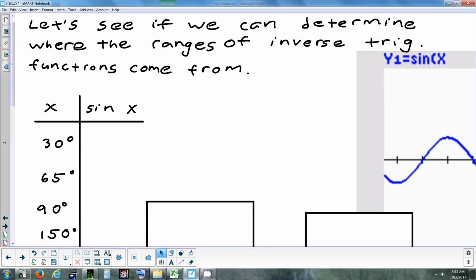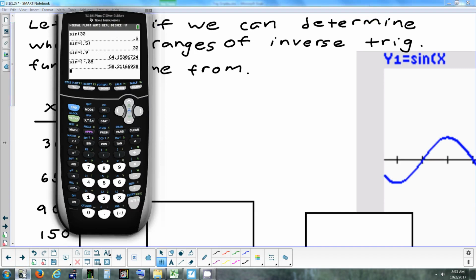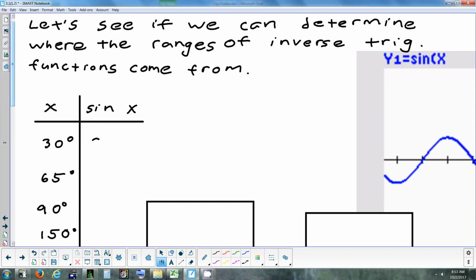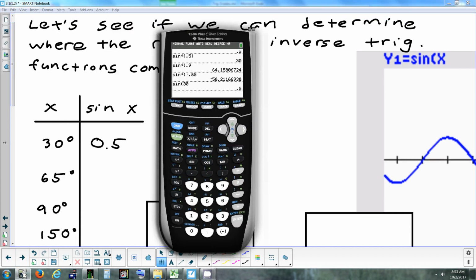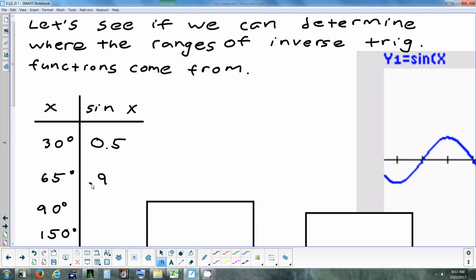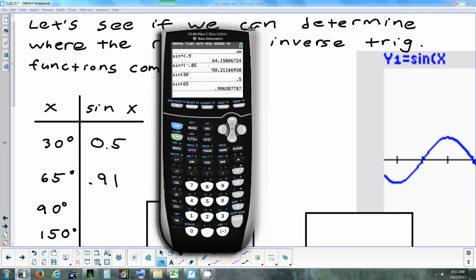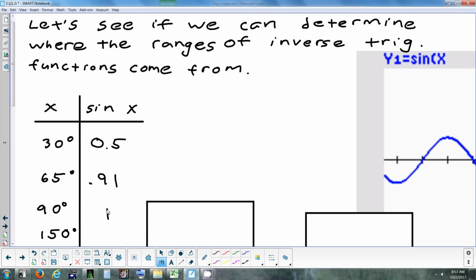All right, so let's just type some of these in and see what we get. So this one I already did. The sine of 30 is 0.5. Okay, let's do sine 65. Okay, we get, I'm just going to round it to 2 decimal places, 0.91. And the sine of 90 gives me 1. Okay, and I'll do the last one in a second.